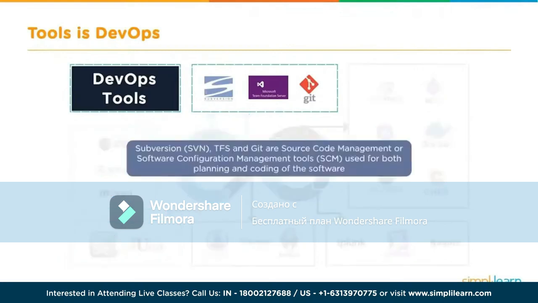So let's have a look at some of the dev tools that you have for doing code versioning. Some of the tools that you may have used in the past include Subversion, Team Foundation Service, and Git. These are all different types of version control software that you have out there.